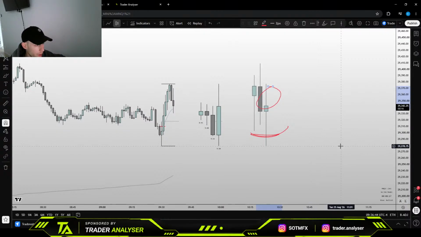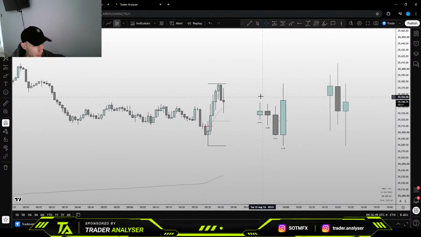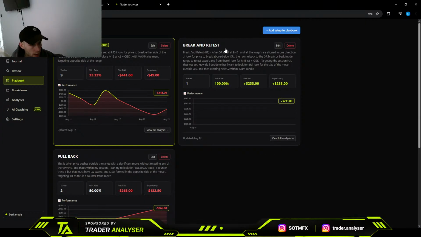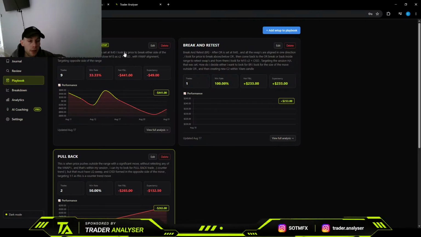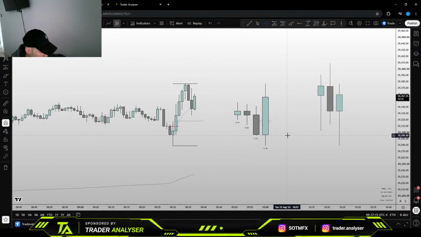Still waiting for the opening range to set up in 9 minutes, and from there we'll see if we have a break and retest trade. Either we have a break and retest, double break, or pullback trade. So far, with all the stats I have now, the double break and the break and retest performed the best, right? So let's see.